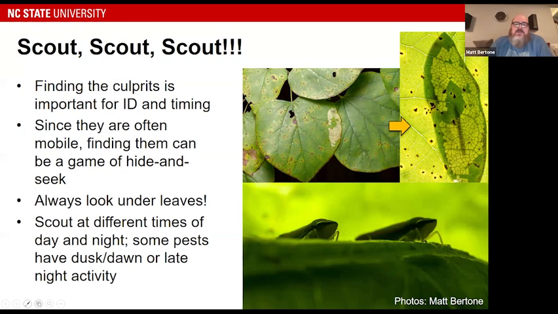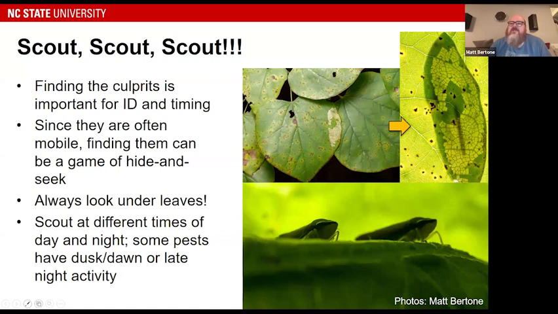So the principle is always look under leaves. Insects like to hide under leaves. They don't like to be exposed to the sun and predators and things like that. So oftentimes they're found on the undersides of leaves: spider mites, scale insects often, whiteflies, things like that. Also, one thing to really be aware of is scouting at different times of day and night. Basically, different insects have different activity times. Certain things are called crepuscular.